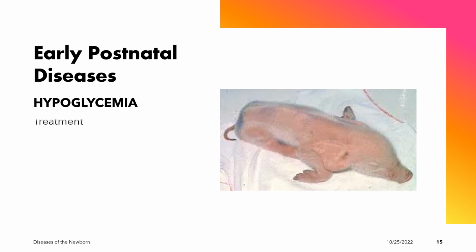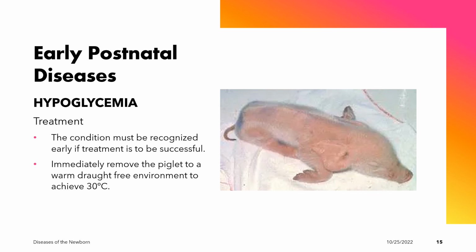So for the treatment, the condition must be recognized early if the treatment is to be successful. Immediately remove the piglet to a warm, draft-free environment to achieve a 30 degrees centigrade ambient temperature. So a box well bedded in shavings with an infrared lamp above is ideal.